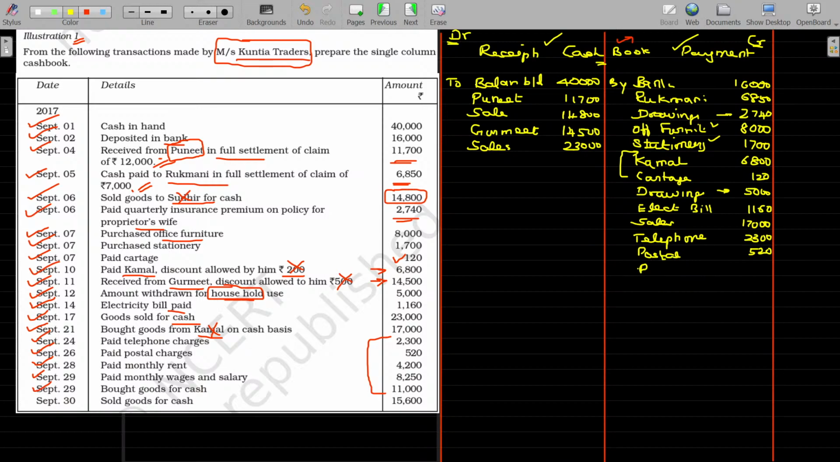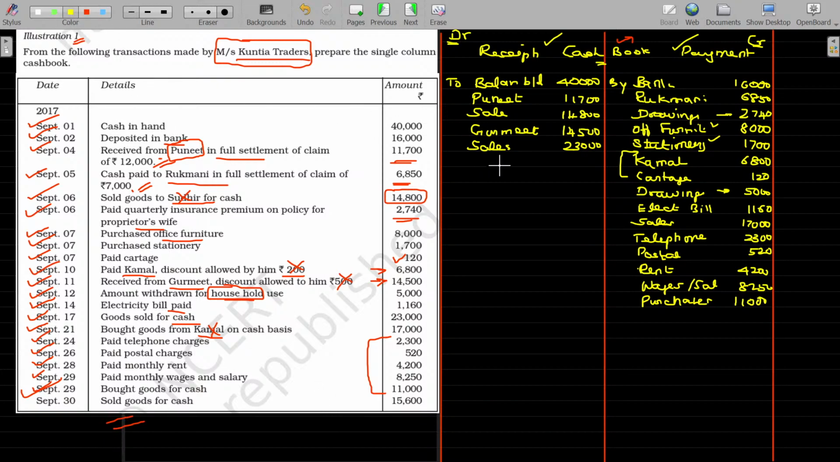Rent paid 4,200, wages and salary paid, the value being 8,250. Purchases, bought goods, right? So in the description I have to write the purchases account, 11,000. The last transaction on 30th September being sold goods for cash, 15,600.